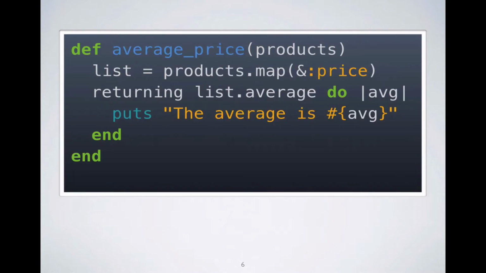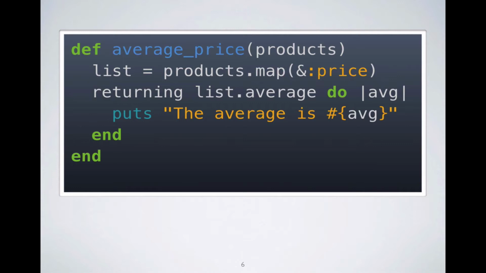You might want to use it something like this. Here we have a method. This is again a Ruby method, average price, that takes a list of products. It converts that list into a list of prices, and then it averages it. And before we return that average, we'll just do a quick bit of logging just to show what's going on.